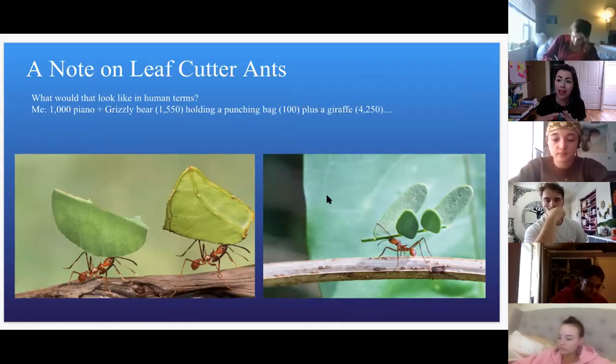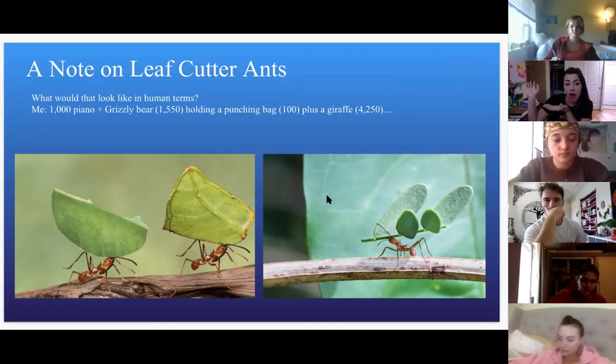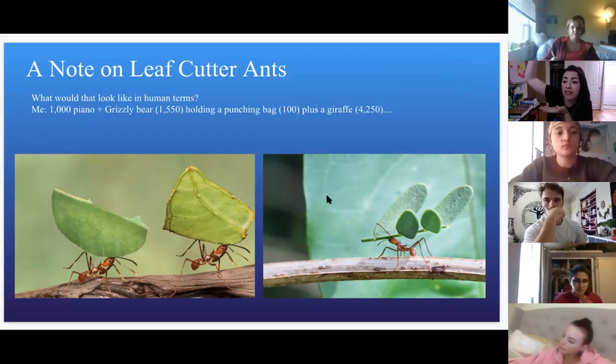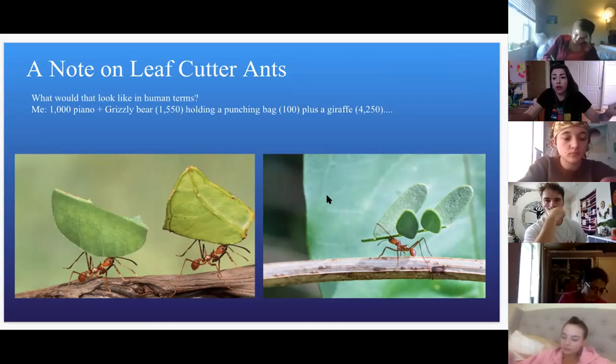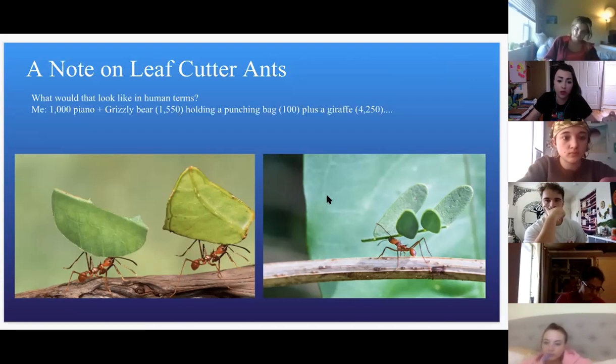So that would be like me. I'm 5'4", I'm 130 pounds. That would be like me carrying a piano, which is about 1,000 pounds, putting a grizzly bear holding a punching bag on top of that piano, and a giraffe on top of that. And then I could still carry all my groceries in with only making one trip to the car.